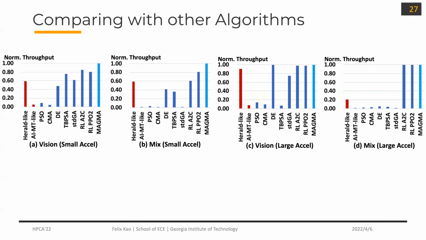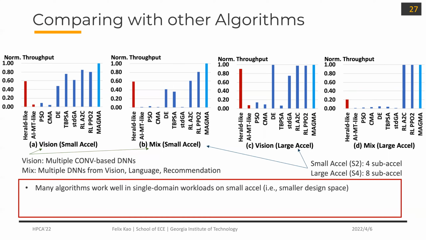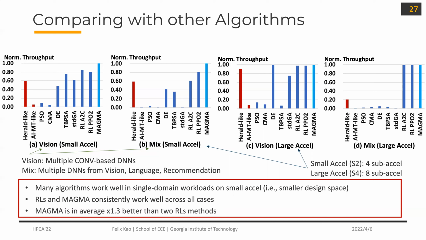Here we compare algorithms in different cases. First, vision and mix here refer to the workload. Small and large accelerator correspond to the accelerator configurations we showed on the last page. And we compare the achieved throughput of different algorithms. So here, the higher the better. Many algorithms work well in single-domain workloads on small accelerator cases. Reinforcement learning and MAGMA consistently work well across all cases. And MAGMA is on average 1.3 times better than the 2 RL methods.